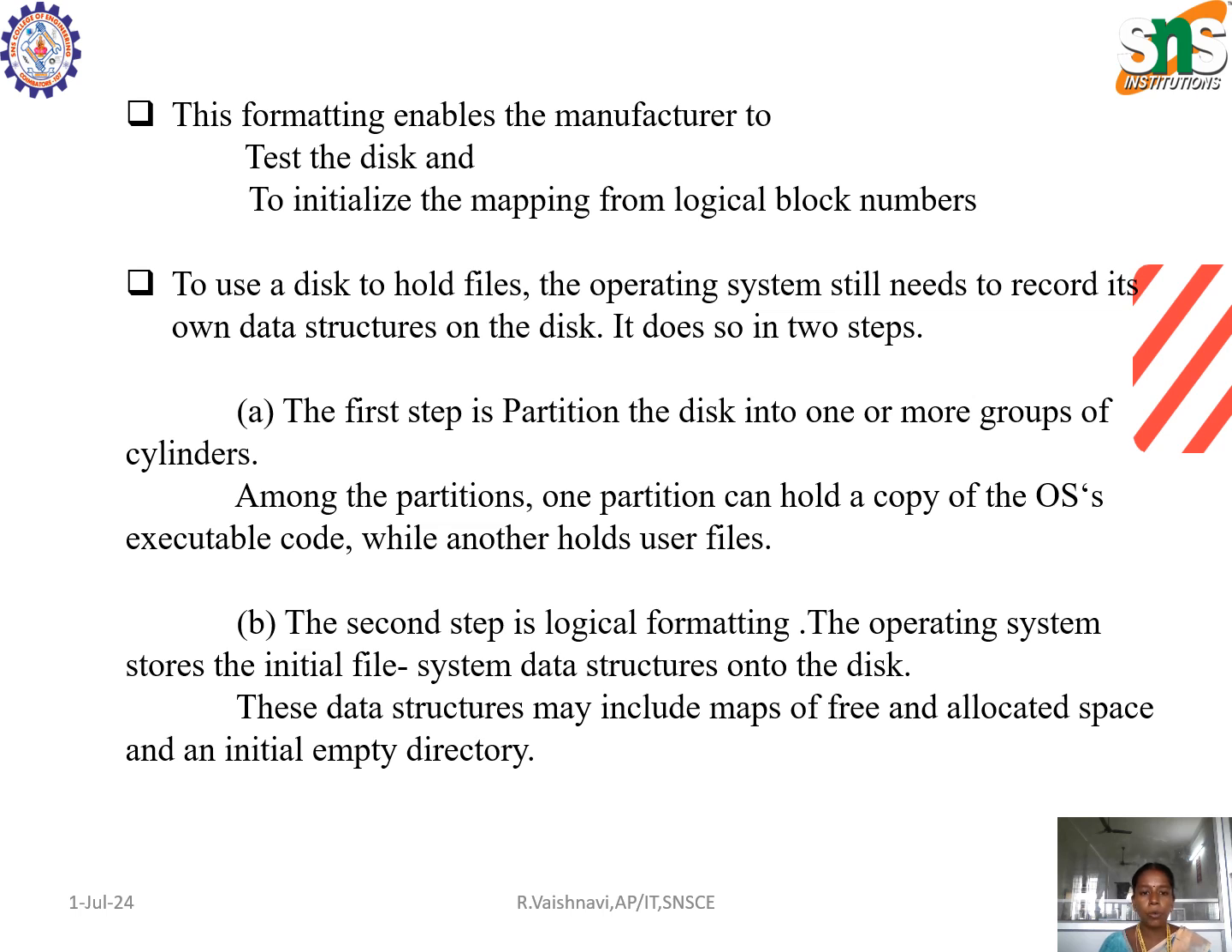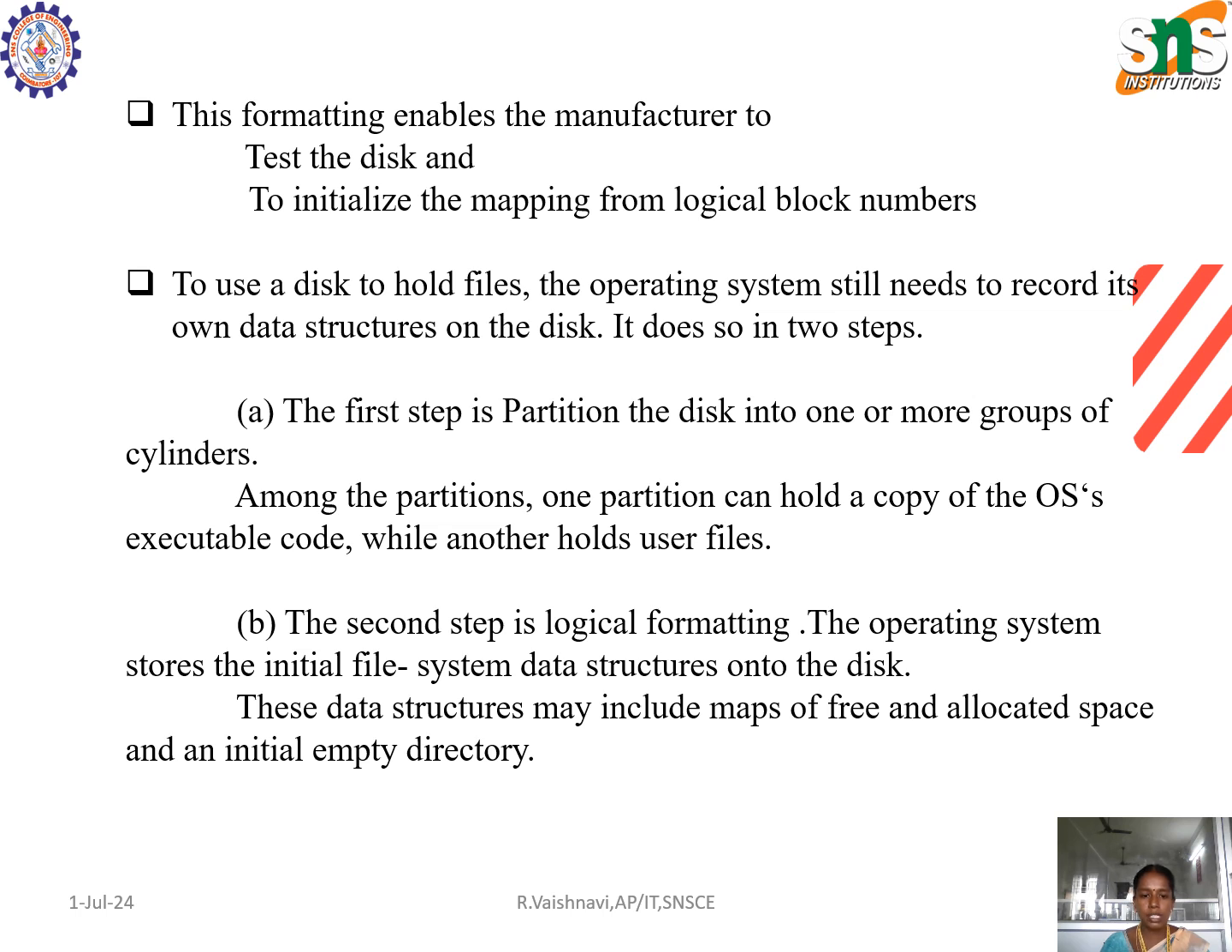Next point, to use a disk to hold files, the operating system still needs to record its own data structures on the disk. It does so in two steps. First step is to partition the disk into one or more groups of cylinders. Among the partitions, one partition can hold a copy of the OS executable code while another holds the user files. The second step is the logical formatting.